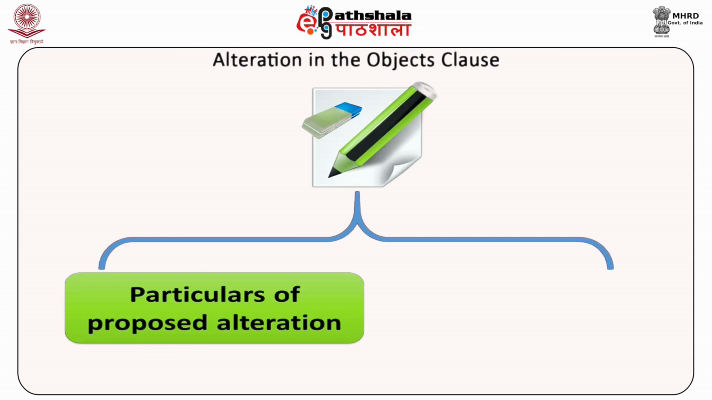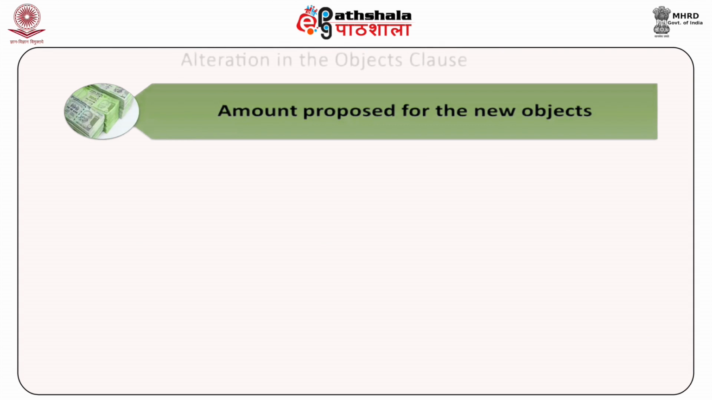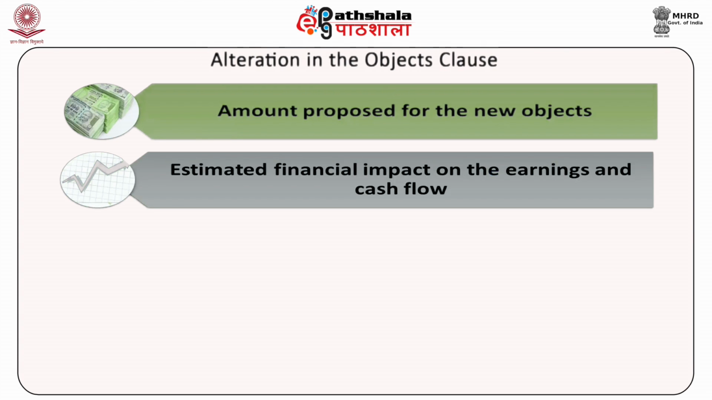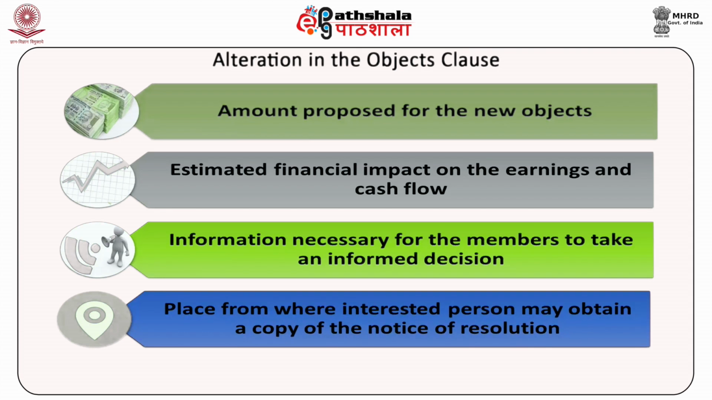The particulars of the proposed alteration or change in the objects, the justification for the alteration or change in the objects, the amount proposed to be utilized for the new objects, the estimated financial impact of the proposed alterations on the earnings and cash flow of the company, the other relevant information which is necessary for the members to take an informed decision on the proposed resolution, and the place from where any interested person may obtain a copy of the notice of resolution to be passed.